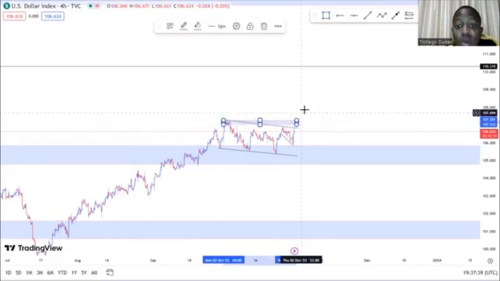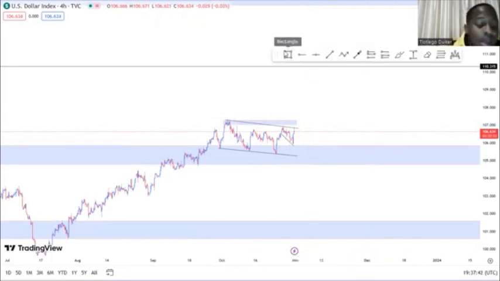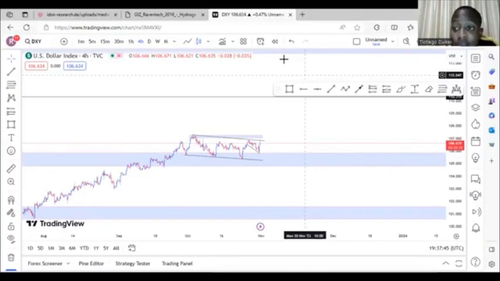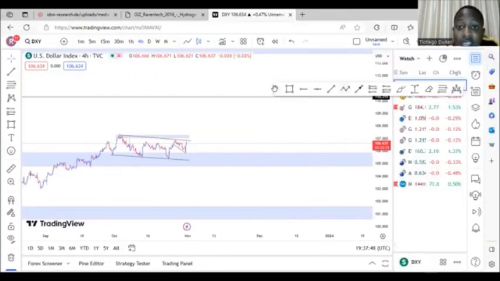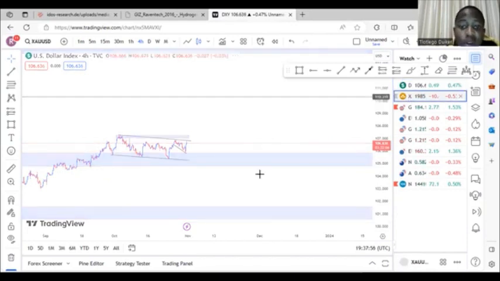Whenever we have a bullish dollar, we know that any pair that is dollar based has to buy, and any pair that is against the dollar, we have to look for selling opportunities. Each and every pair that is against the dollar, we should be looking for selling opportunities.